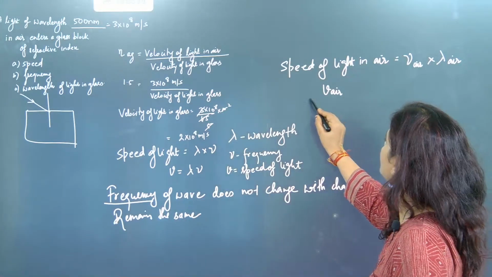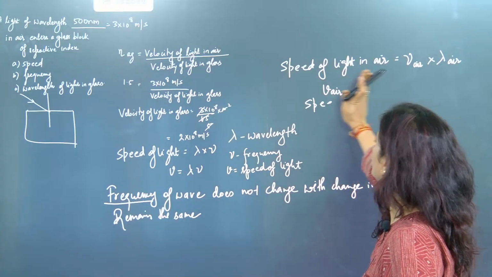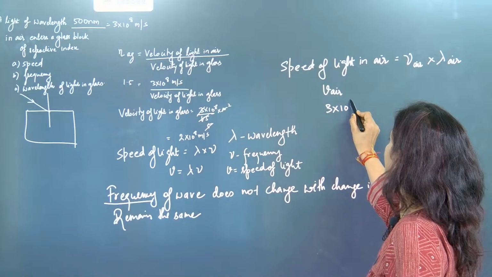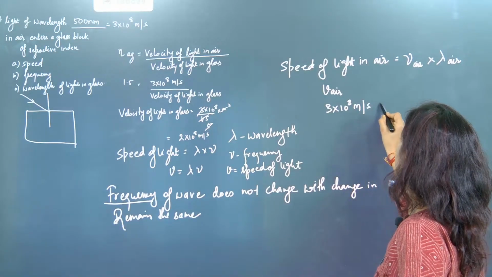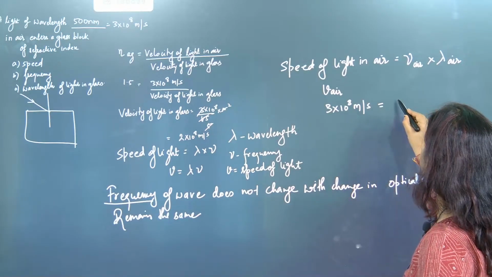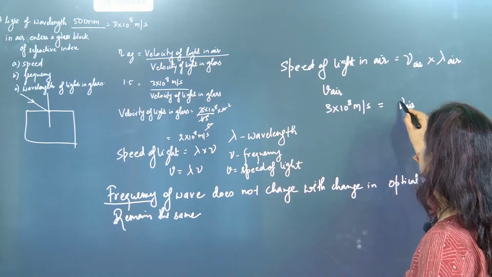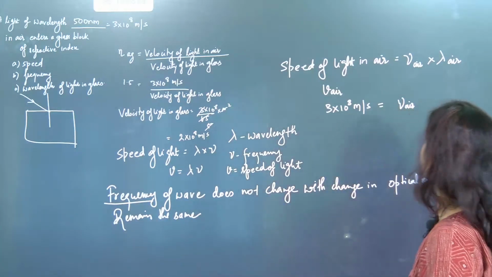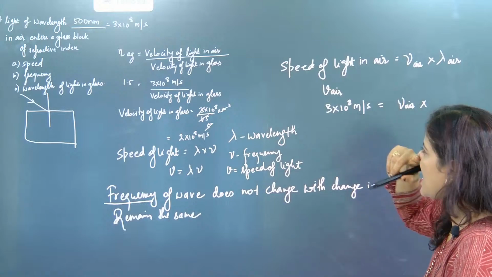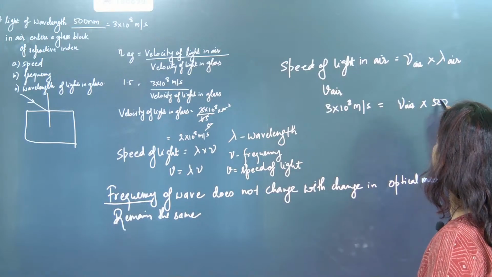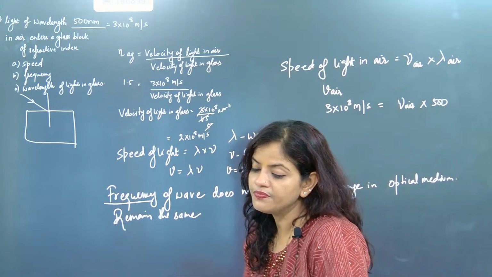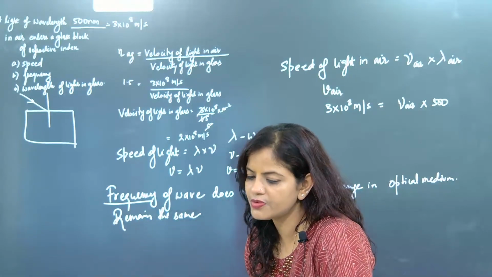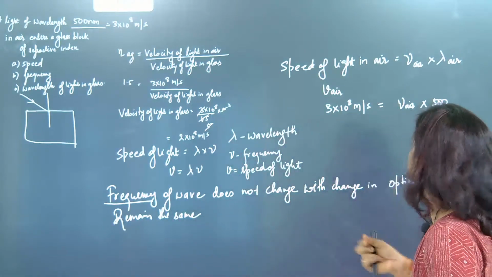Now speed of light in glass. What we can see here is that speed of light in air is 3 into 10 to the power 8 meter per second, and we don't know the frequency. We will write frequency of air into wavelength, which is given as 500 nanometer, and that will be equivalent to 3 into 10 to the power 8 meter per second, because it is the speed of light.